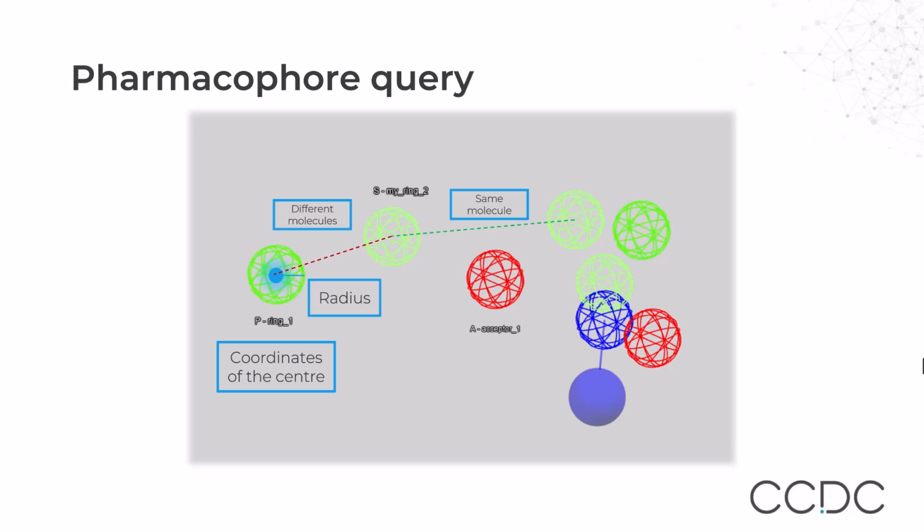You can see that there is a pale green sphere, acceptor, which has the letter S assigned to it. That means that it comes from the small molecule. And if you see the letter P assigned to any of the spheres, that means that this pharmacophore feature comes from a protein. If you're not sure, or if you don't care from which molecule the pharmacophore feature comes, you just let CrossMiner know that you don't care.